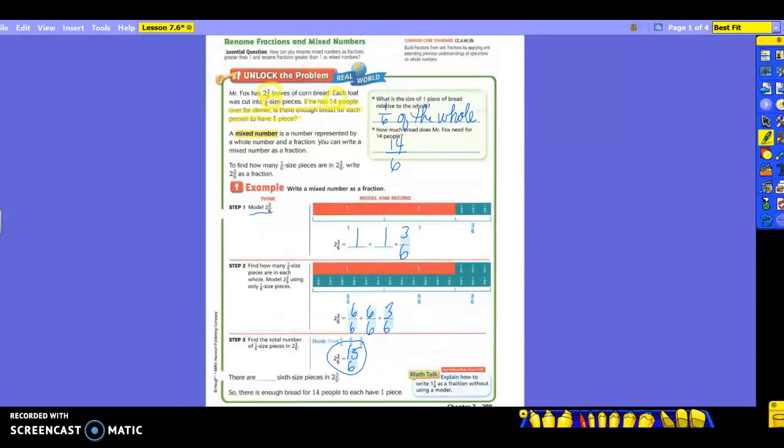So take a look at what we figured. Okay, there were how many 6 size pieces in 2 and 3/6? 15. So does he have enough bread? Yes, he does. So it says there is enough bread for 14 people to each have 1 piece.